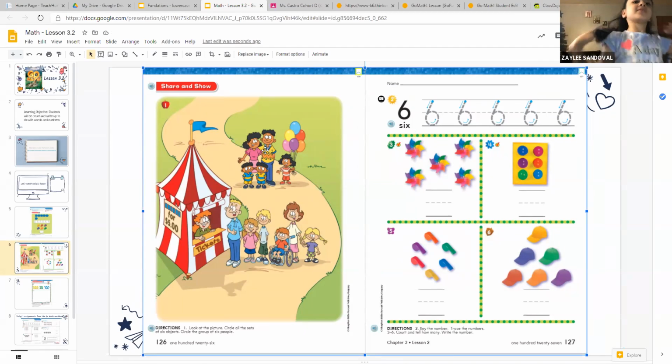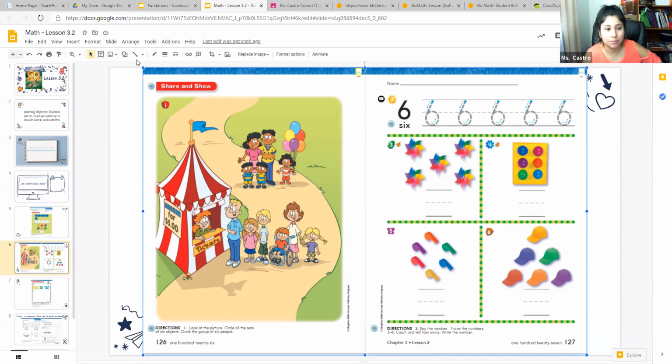Look at the top group of family with the mom with the pink shirt. That's the group that we're counting first. So look, 1, 2, 3, 4, 5. Do we have 6 there, Zaylee? Yes or no? No. No, so we're not gonna circle that family because they do not have 6 there.